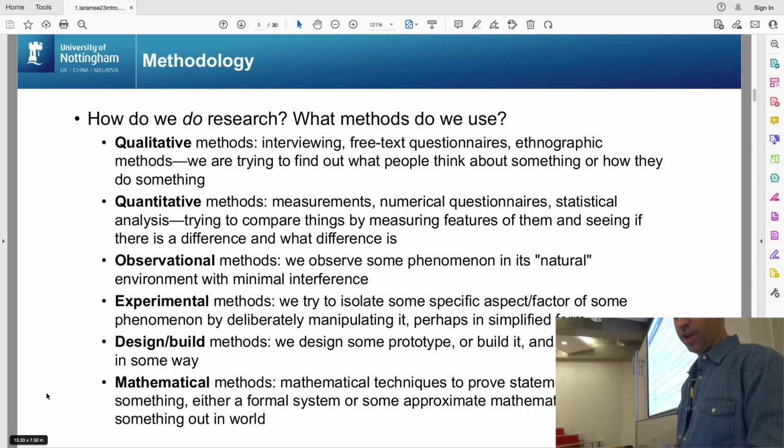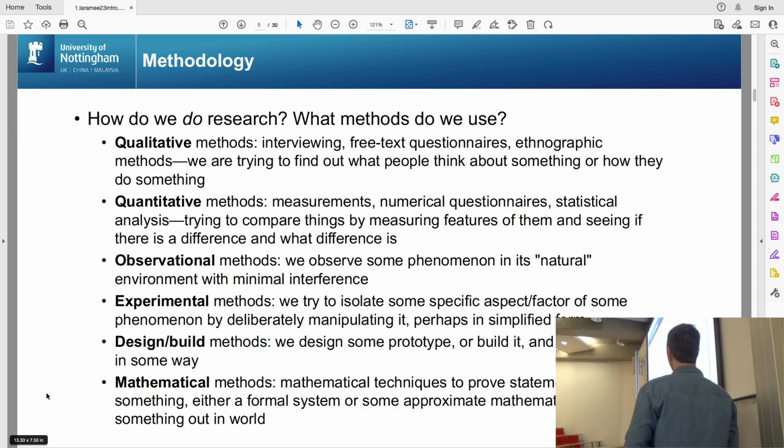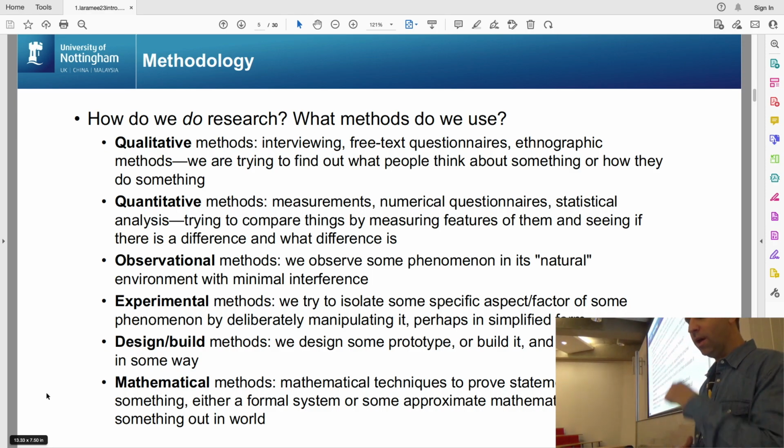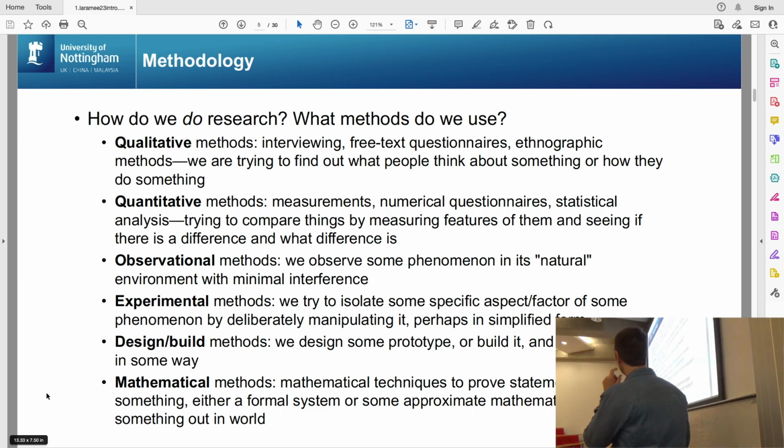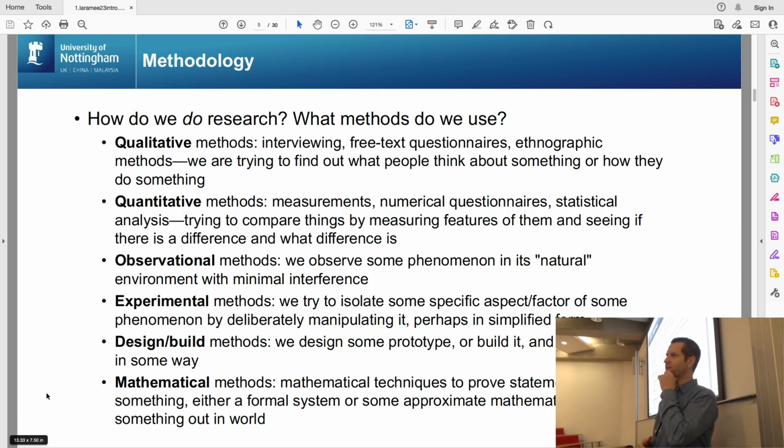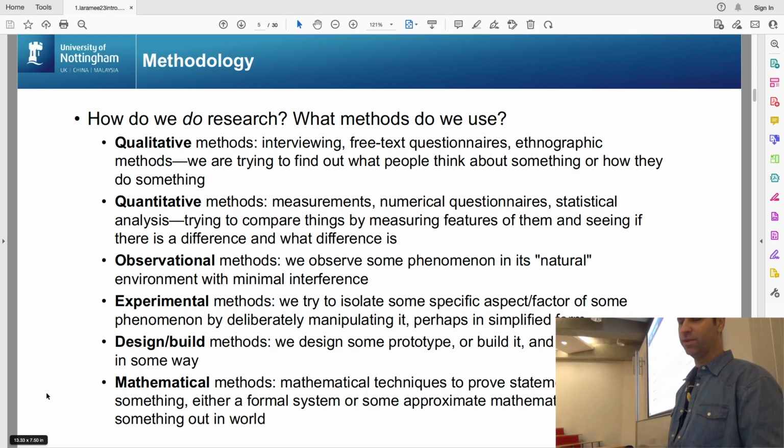How do we do research? So in this lecture we talk about what research is, and then in the rest of the lectures we talk about how to do research, right? It could be quantitative, using usually numerical data in some way, shape, or form, right? Statistical data, survey data, questionnaires, measuring things. Sorry, I just said qualitative; that's quantitative. So measurements, numerical questionnaires, statistical analysis, and so on.